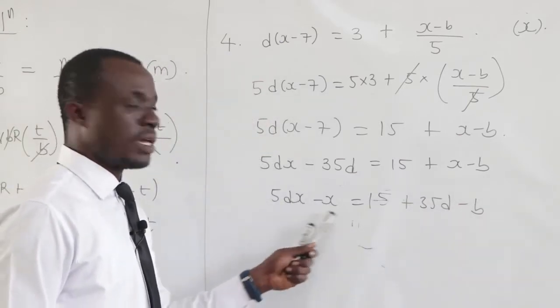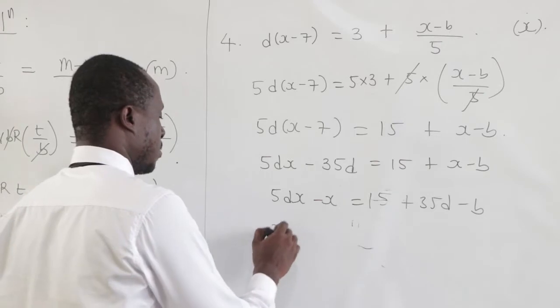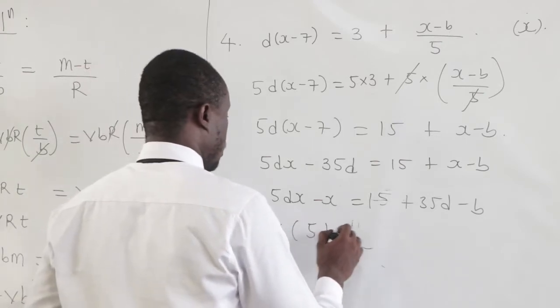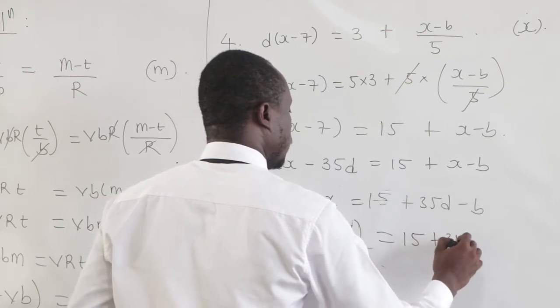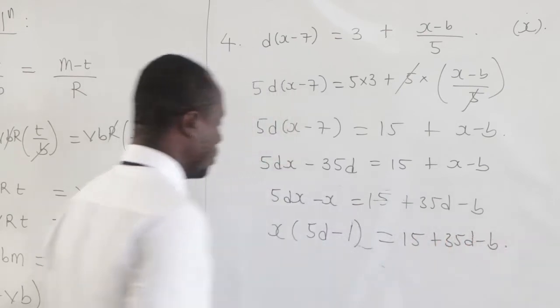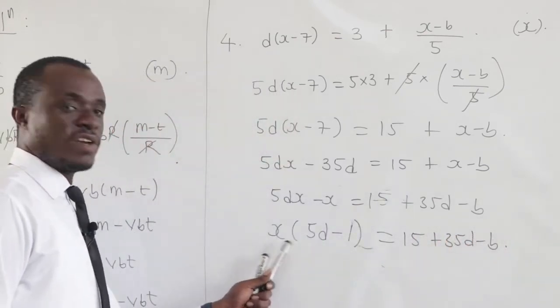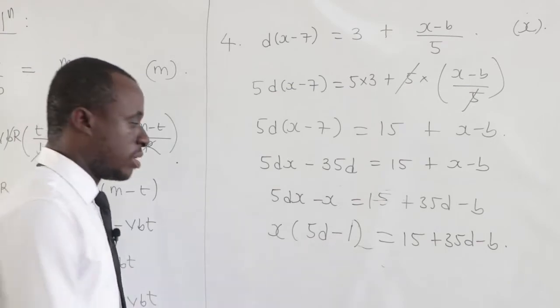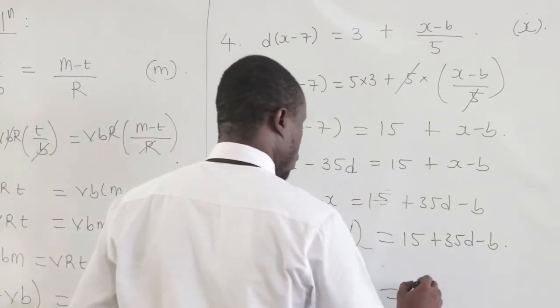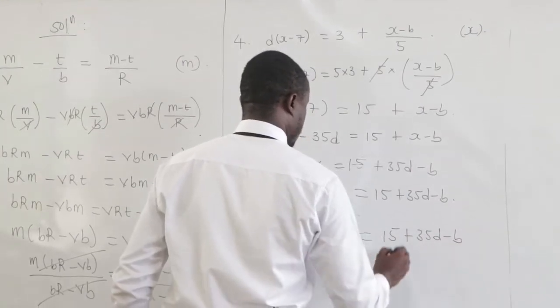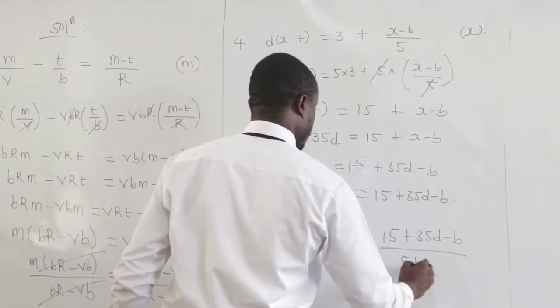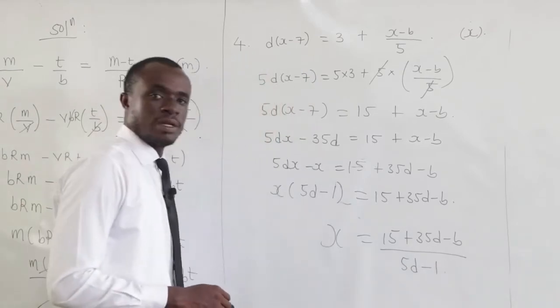Now, what can we see? x is common, so we can factorize x out. And we have x into 5d minus 1 equal to 15 plus 35d minus b. We want to make x the subject, so we divide by what is multiplied, which is 5d minus 1. So we have our x to be equal to 15 plus 35d minus b all over 5d minus 1.